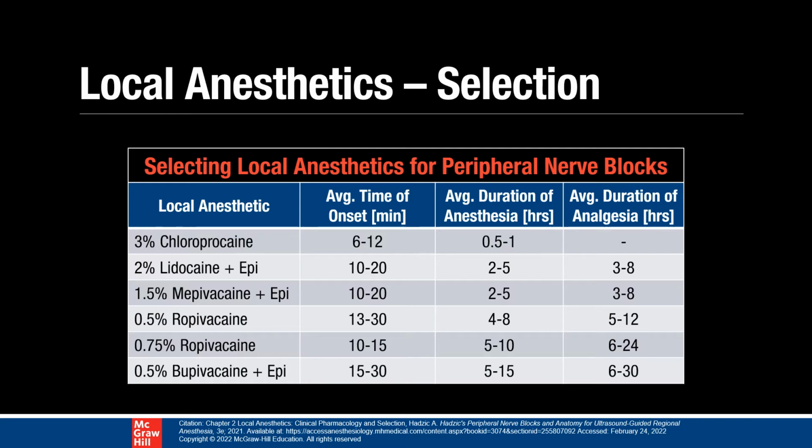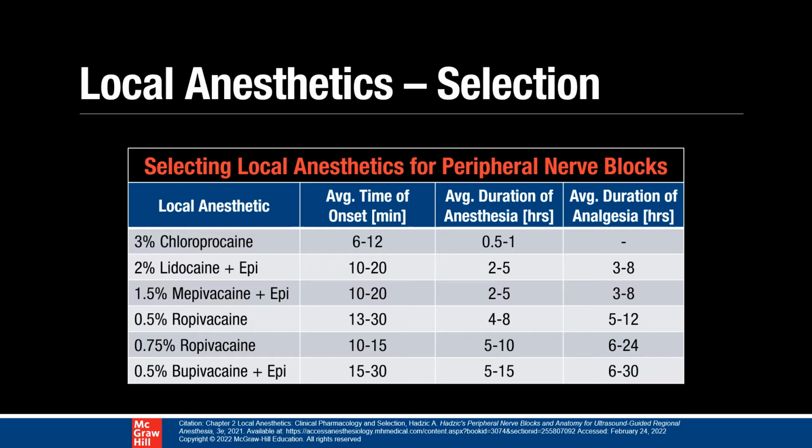So selection. How do we choose a local anesthetic? Well, it's all about duration of action, okay? I don't really care how fast the onset is. They're all relatively comparable. But I do care about how long it's going to be in their system. So for hip blocks, with 0.5% ropivacaine or bupivacaine, you can expect that to last about 10 hours.